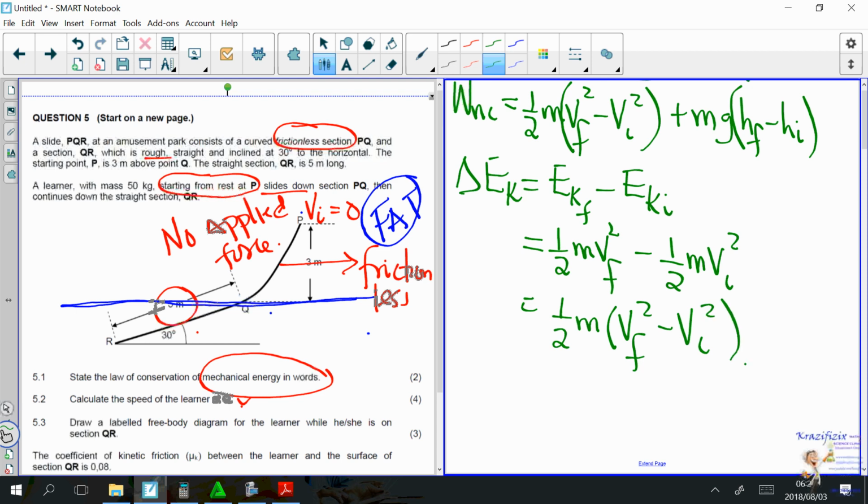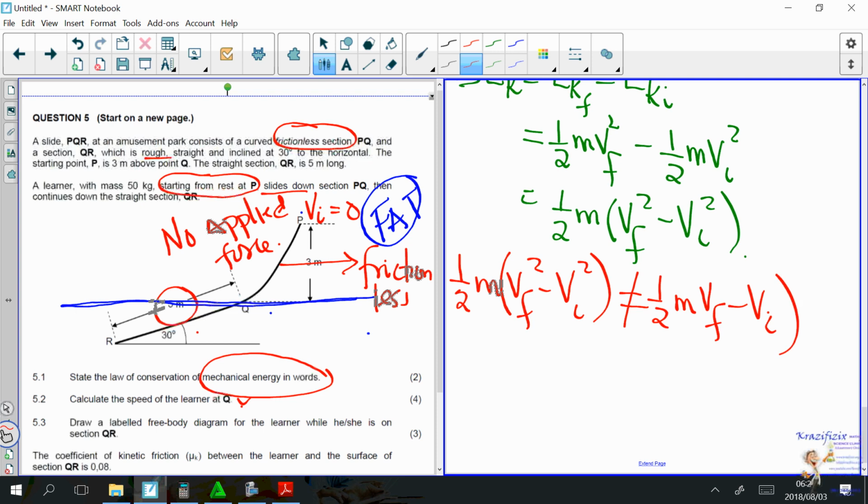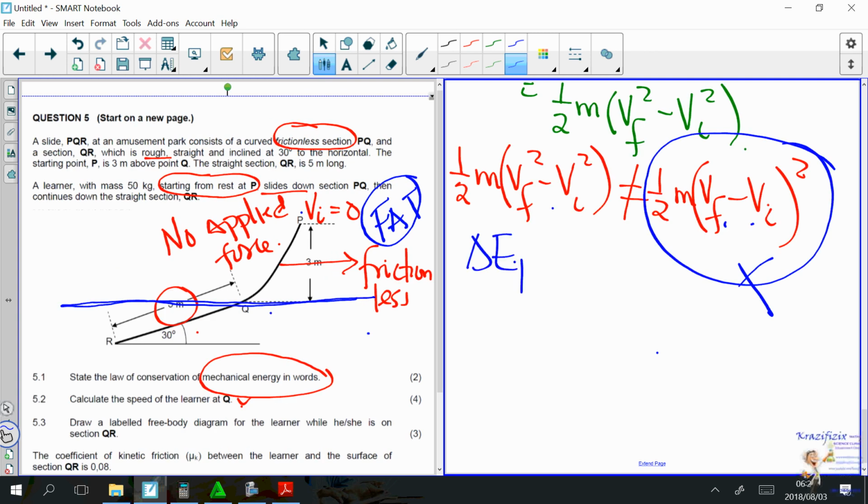Please, and please, and please, I want to say this, and I'm going to write this in red. Please rewind this to get what I'm saying here. Half m (Vf squared minus Vi squared) is not the same as half m (Vf minus Vi) squared. This is completely wrong, because if you expand this, you're not going to get this. This is a difference of two squares. Please avoid such mistakes.